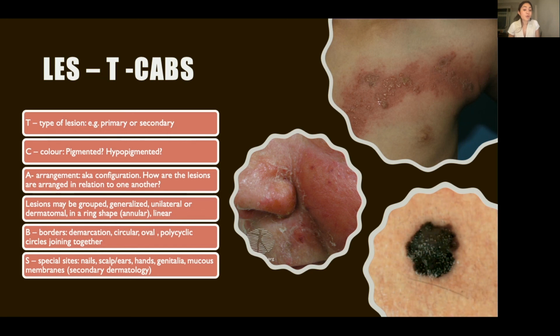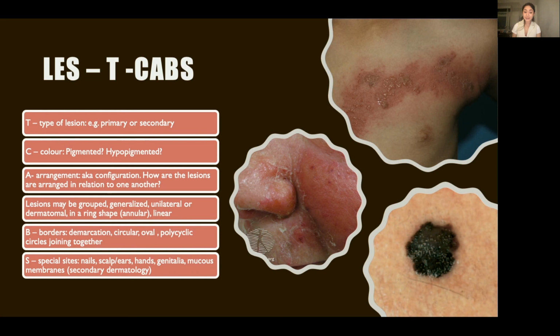And A is for arrangement, aka configuration. If you have more than one lesion, how are they arranged in relation to one another? You can really easily comment on that. Your lesions might be generalized all over. They might be dermatomal. They might be ring-shaped. I know we mentioned dermatomal earlier when we were talking about location, but again, it's just another reminder of things to comment on.